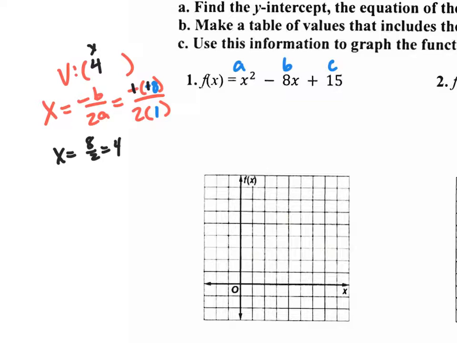Now, notice that the instructions didn't say find the complete vertex, even though that's what we're going to need to do anyway. They just say find the x value of the vertex. So for right now, normally, I would plug in 4 and work it out to find out what my y value is, but I'm just going to hold off on that for a moment because they're not asking for it. What are they asking for? Let's go back to the instructions.